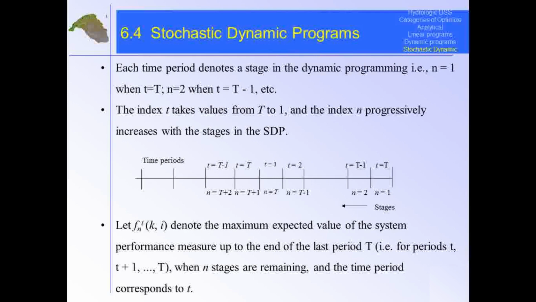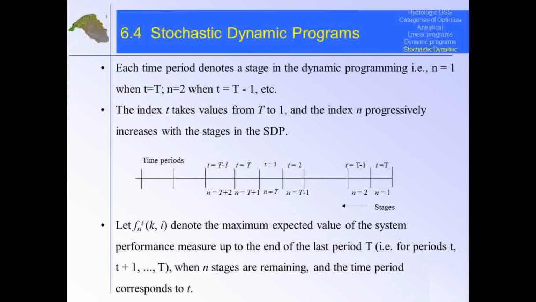Whereas the period starts from the end of the period which you are considering, capital T, and then it progressively decreases to 1, and it starts all over again at capital T. So you have the period on one side, which is cyclical, but the stage progressively increases indefinitely. Since we are considering the backward recursive equation, the period should start from the end of the period and then progressively go down to 1.